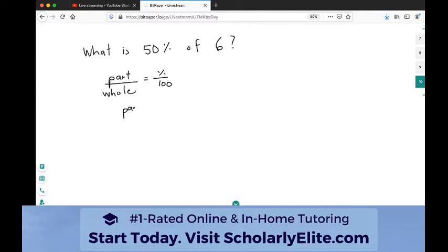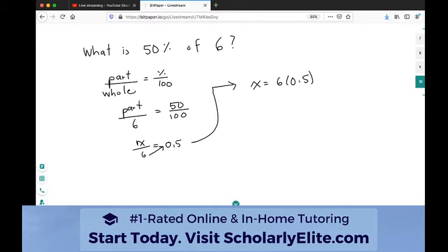So if I don't know the part, I can go part over 6 equals 50% over 100. And then all I have to do is get 50 divided by 100. So I'm going to make part into x there. 50 divided by 100 is 0.5. And then we do this multiplication. And we get x equals 6 times 0.5, which is 3. Okay. So hopefully that makes sense for everybody.